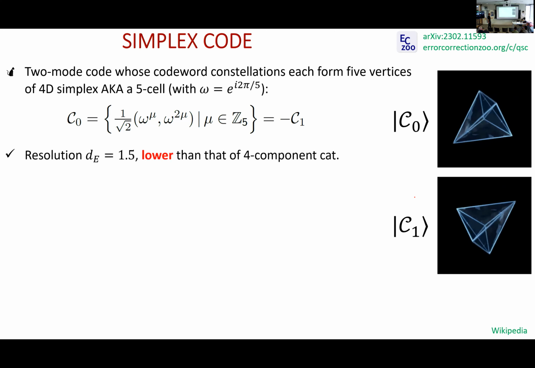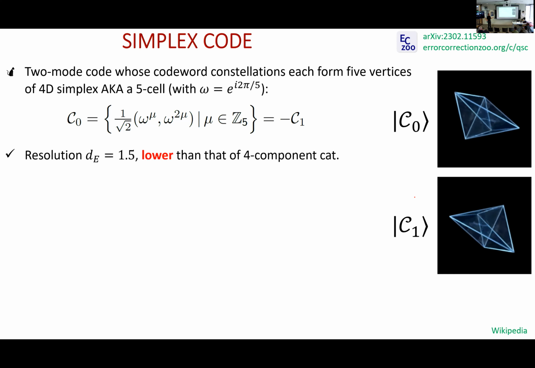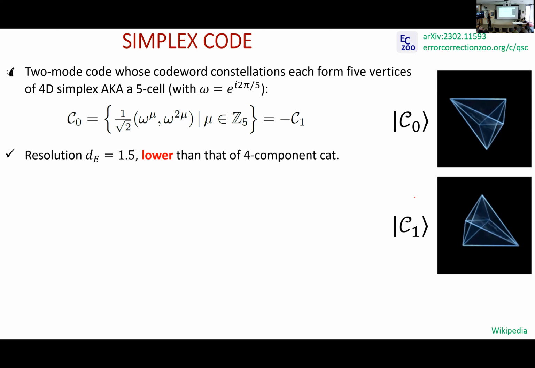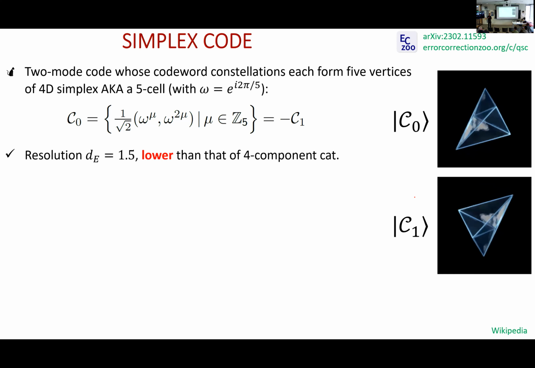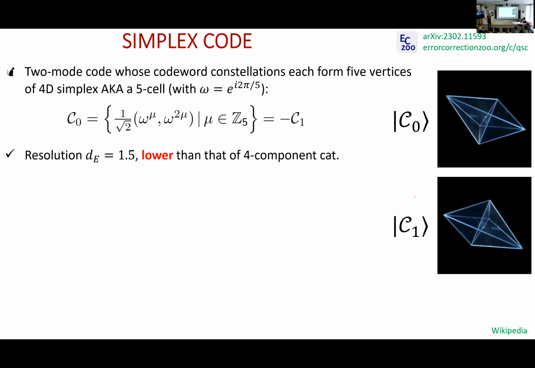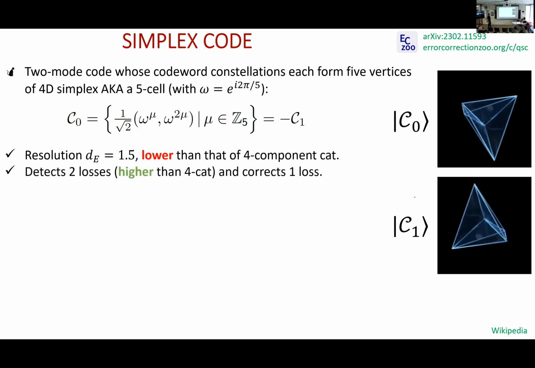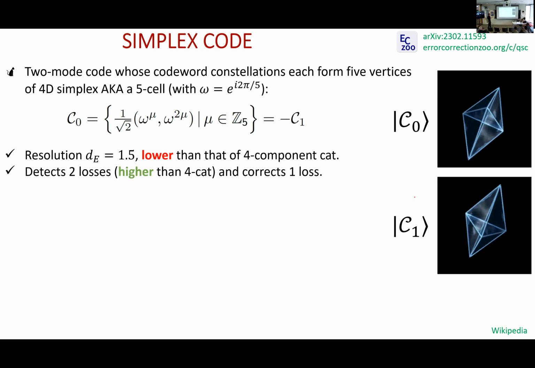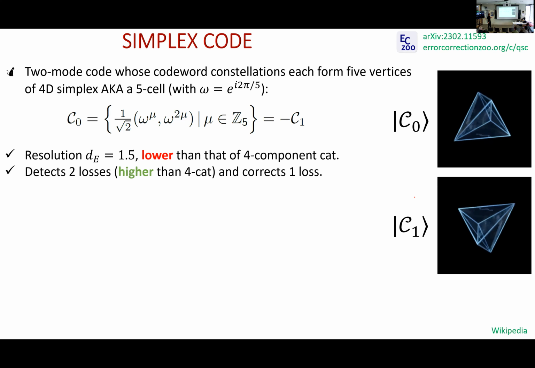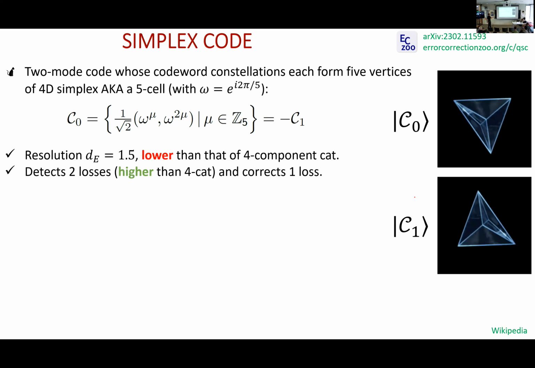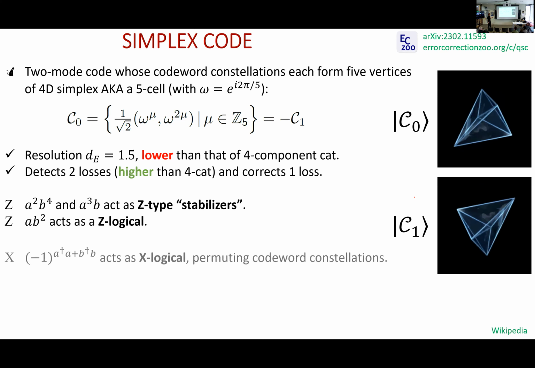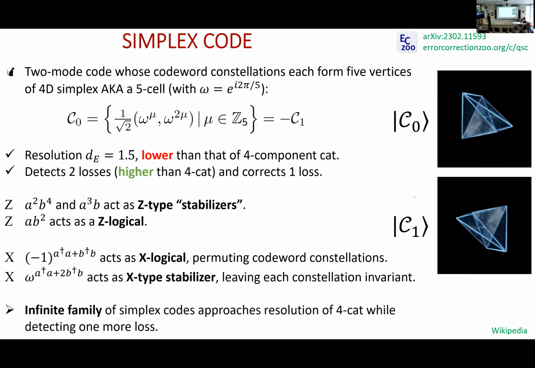So what do these protect against? Well, these aren't that good. The resolution is lower than that of a cat code with 4 components. So a stop sign. However, it detects more loss operators than the 4-component cat code, but it only corrects 1 loss. And there are some logicals and stabilizers.